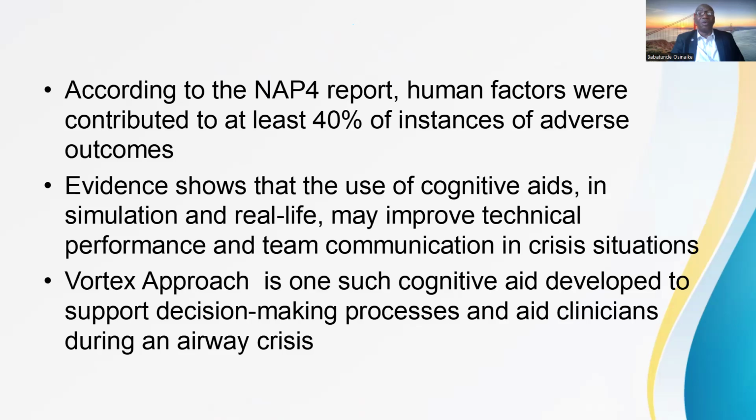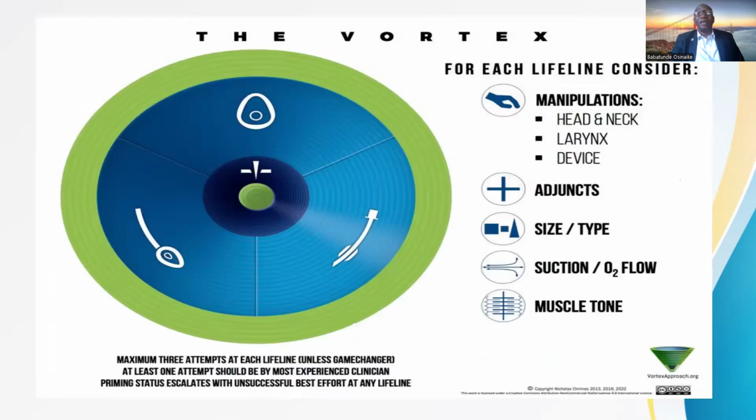One of the common ones that have been advocated is the Vortex approach. It's one such cognitive aid developed to support decision-making in the ICU. And the Vortex is just a pictorial view of what you can do when you have issues with airway difficulty in the ICU.